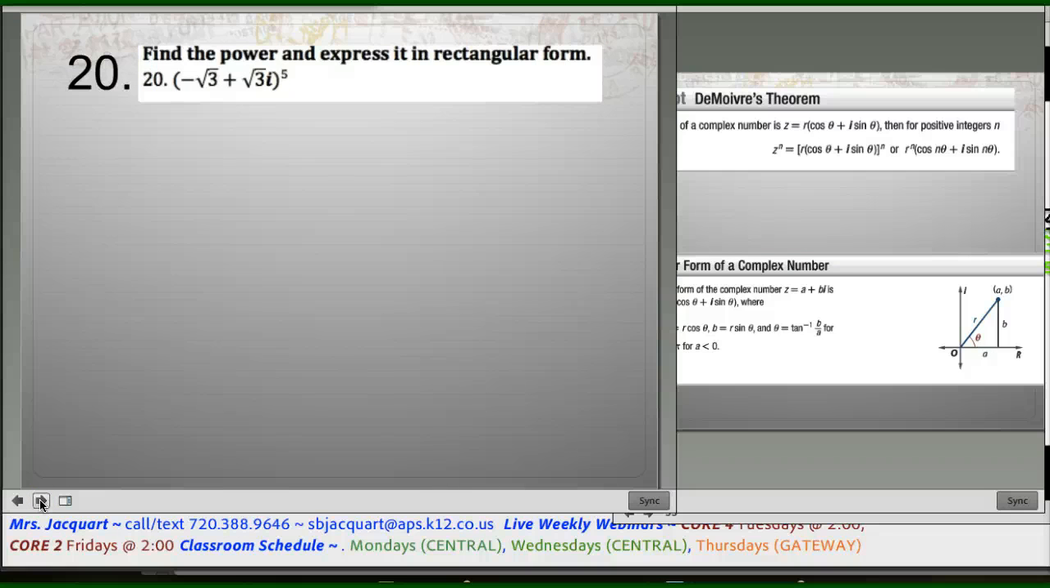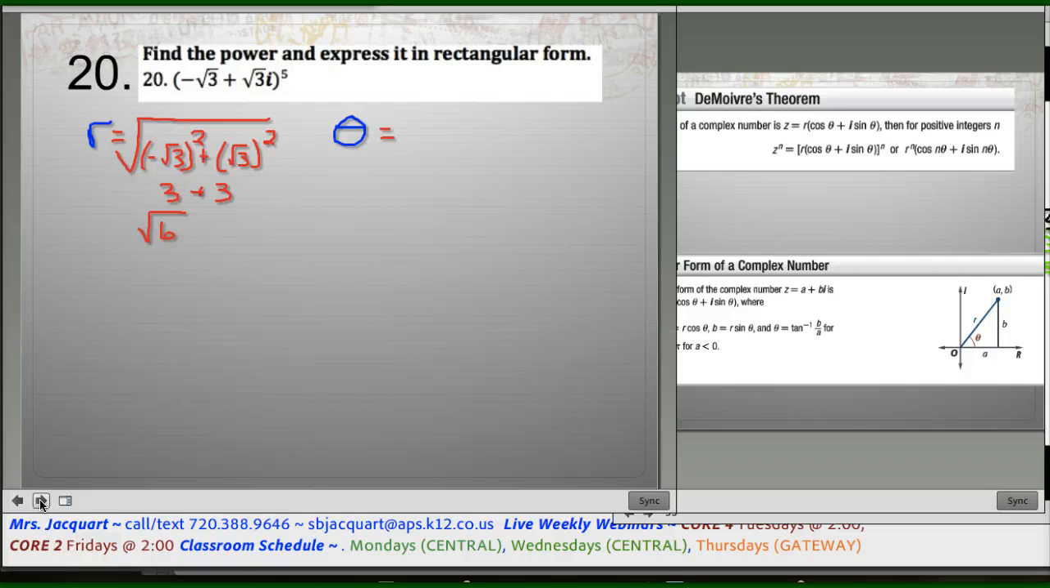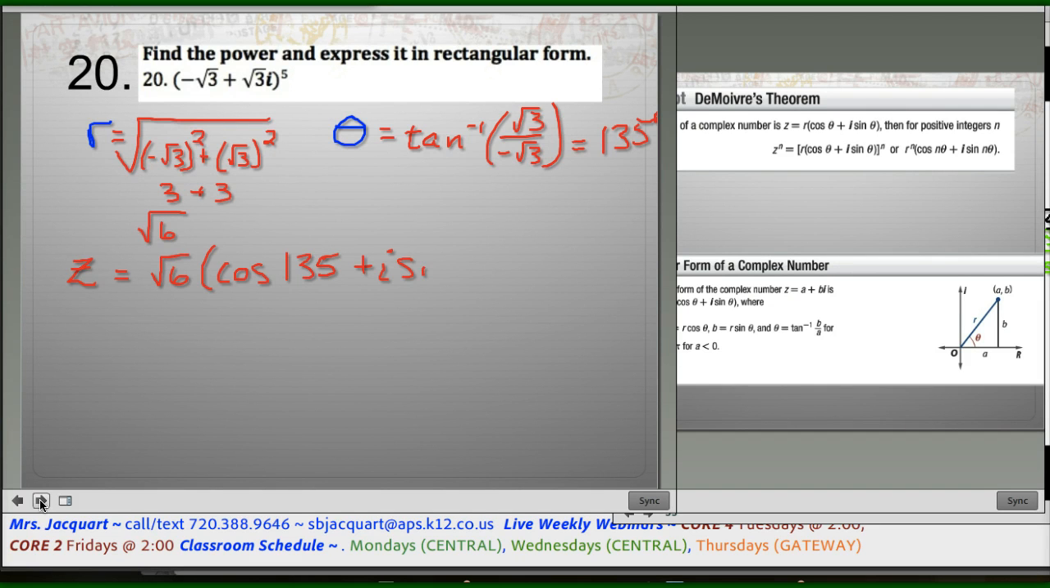Okay, so the rules are: we first need to find r and we need to find theta. So r equals the square root of negative square root 3 squared plus square root 3 squared. So it's going to be 3 plus 3. So r is square root of 6. Theta equals tangent inverse of square root 3 divided by negative square root 3. And that's going to shake out to be 45 plus 90, 135. Okay, so 135 degrees. So now we have our parts. So that means we have z equals square root 6 times parentheses cosine 135 plus i sine 135.